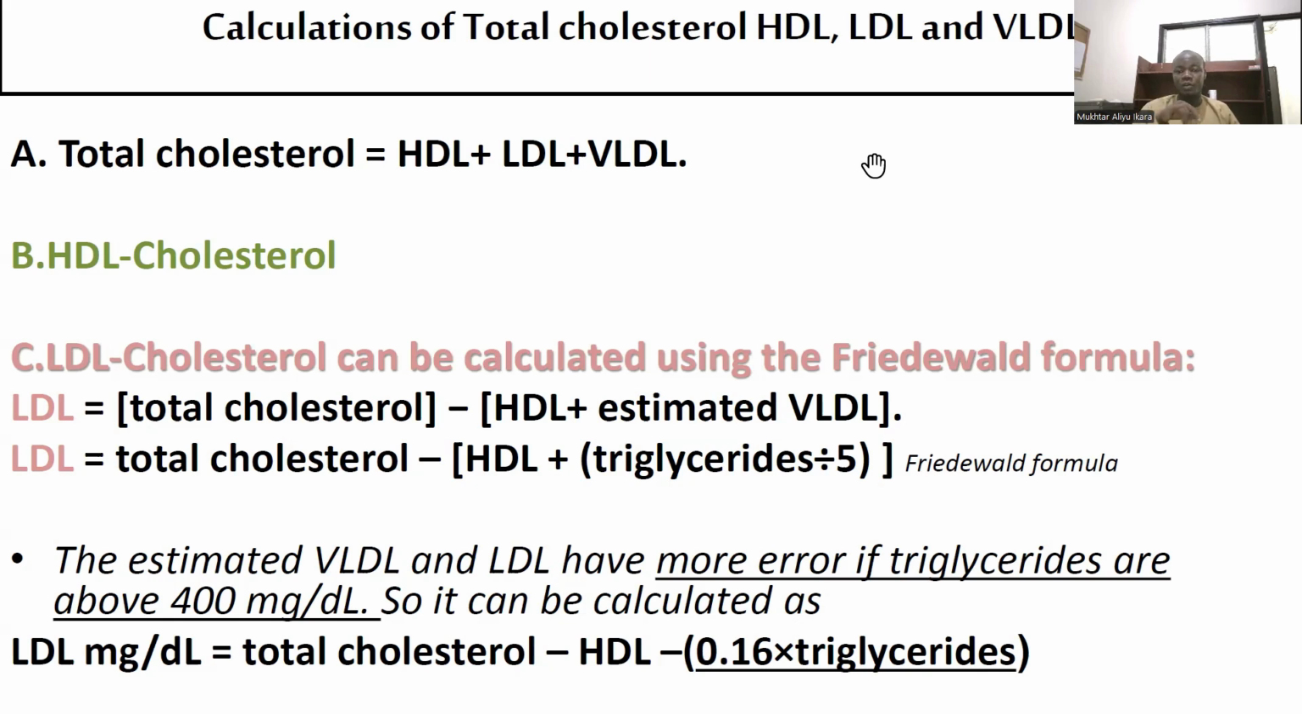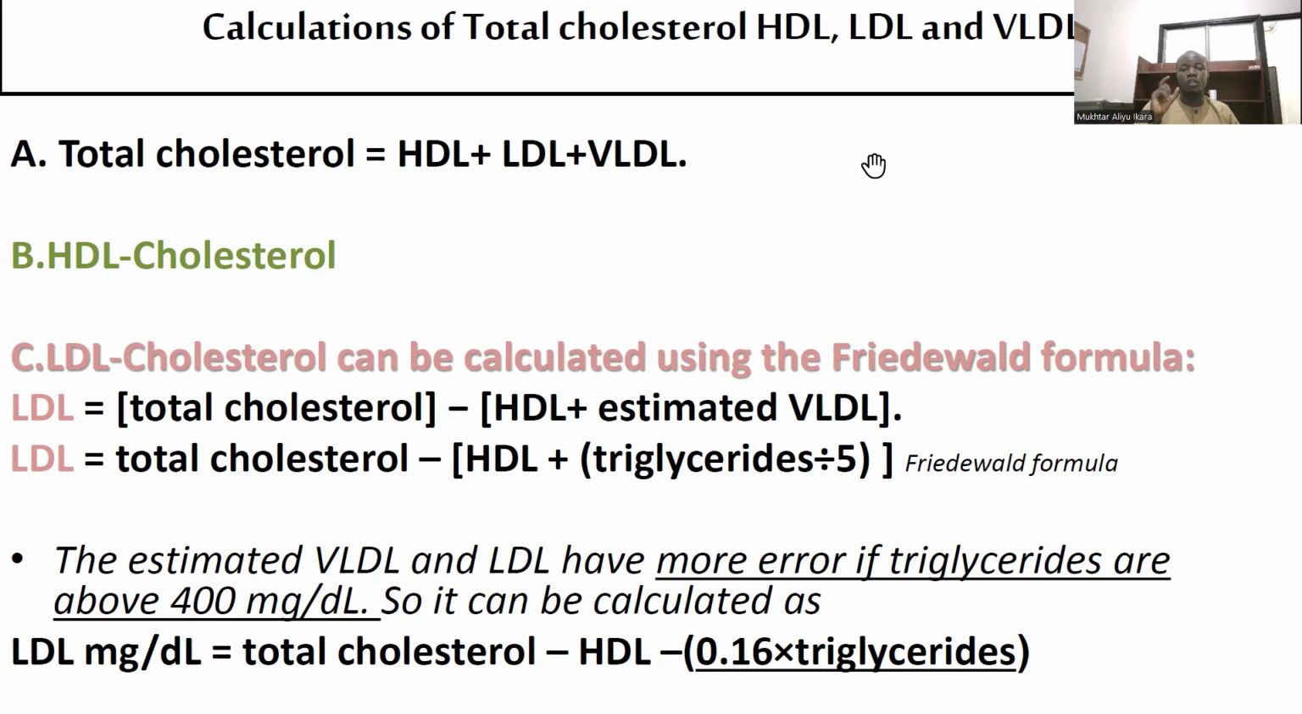Also, there is another formula that you can use: LDL is equal to total cholesterol minus, open bracket, the concentration of HDL plus, open bracket, triglycerides divided by 5. This is what we call the Friedewald formula. The Friedewald formula is the formula used for calculating the total LDL. The estimated VLDL and LDL have more error if triglycerides are above 400 milligram per deciliter.